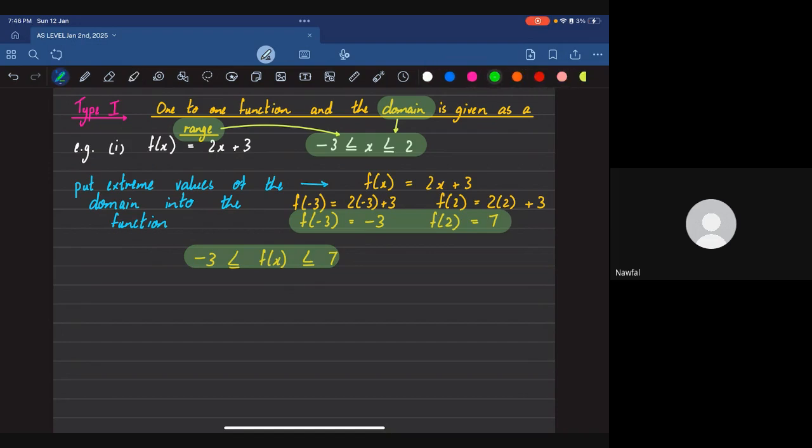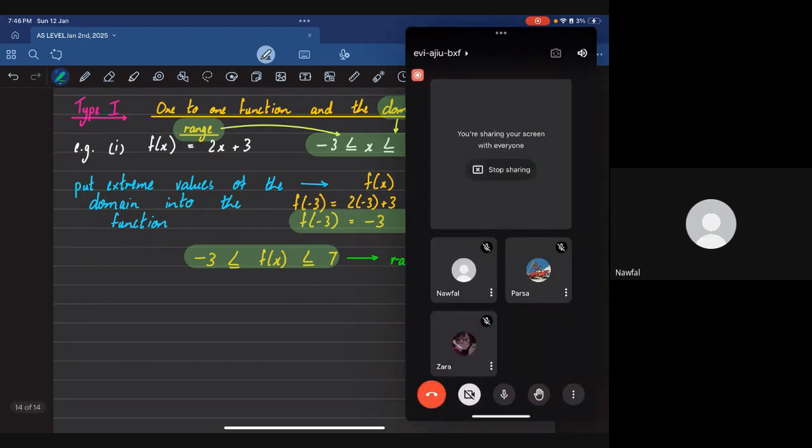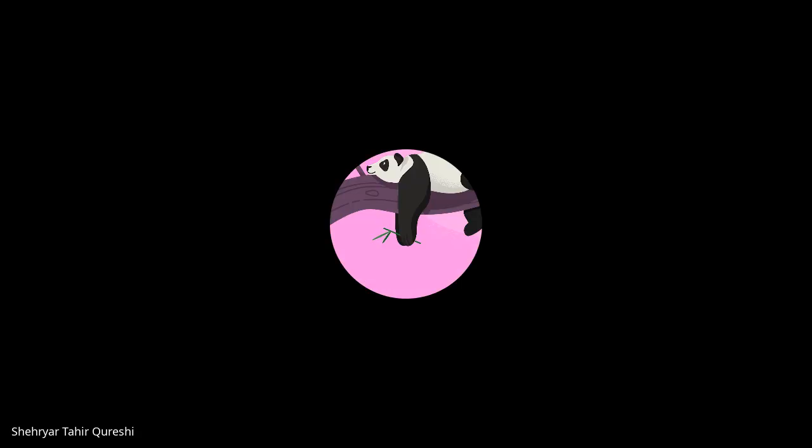Is there anyone who does not get this? Let me know. All right. Hopefully this is clear. Just give me a moment. Let's try and test this theory out.